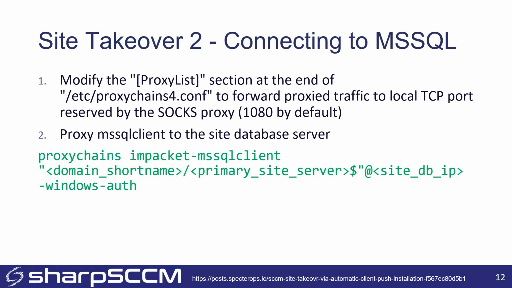Next, we're going to receive the SMB authentication from the primary site server's machine account on our ntlmrelayx listener. That's going to establish a SOCKS proxy with the MS SQL service on the site database. And then we're going to configure proxychains to forward traffic over that SOCKS proxy. And we're going to proxy Impacket's MS SQL client to the site database server over that proxy using the credentials of the primary site server's machine account.